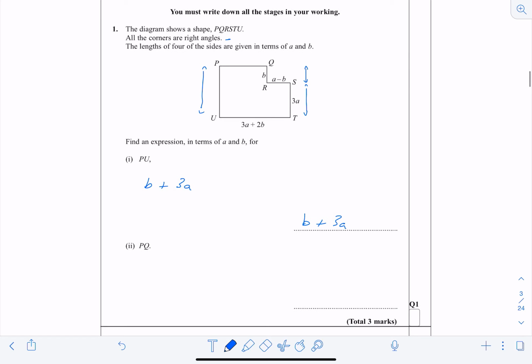PQ is going to be 3A plus 2B, that's the bottom length here, minus that bit there, minus A minus B. So that's 3A plus 2B minus A plus B, because you've got the minus times the minus. 3A minus A is 2A, plus 2B plus B is 3B. 2A plus 3B.